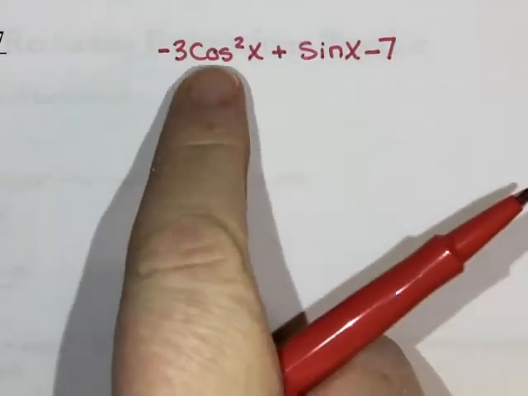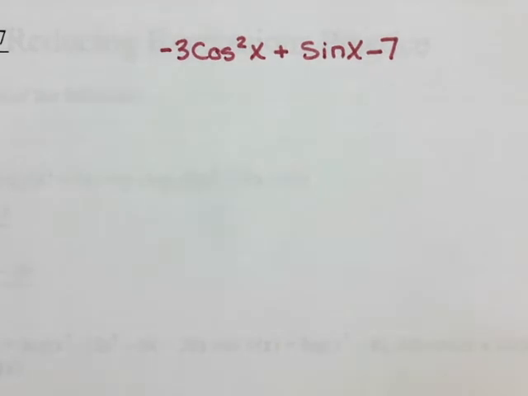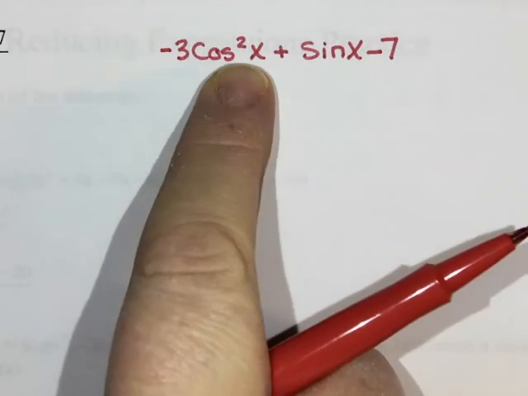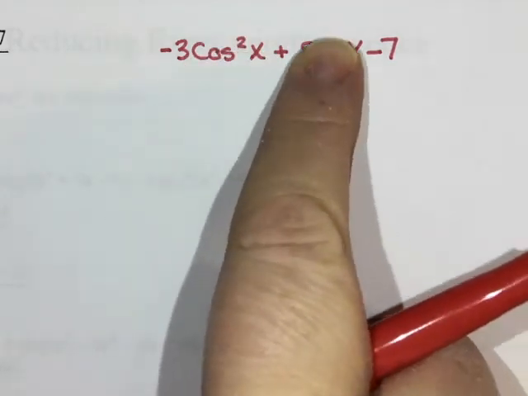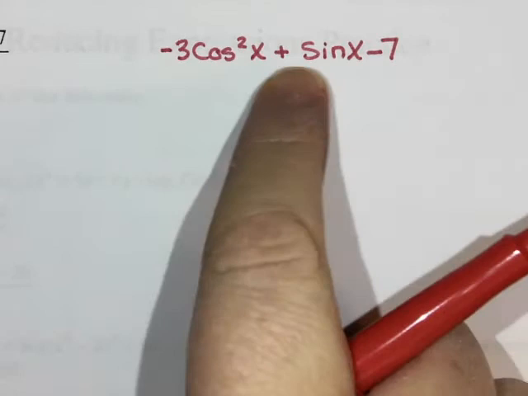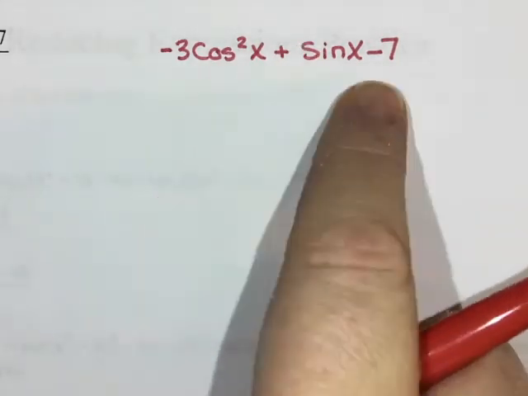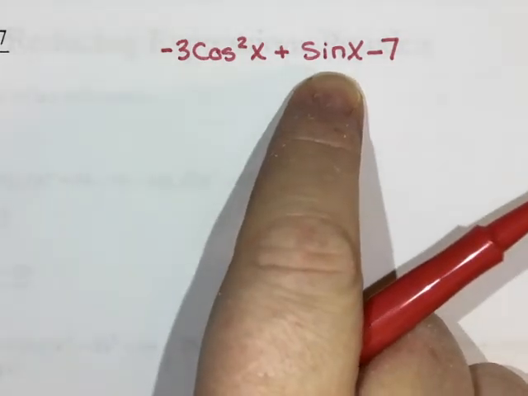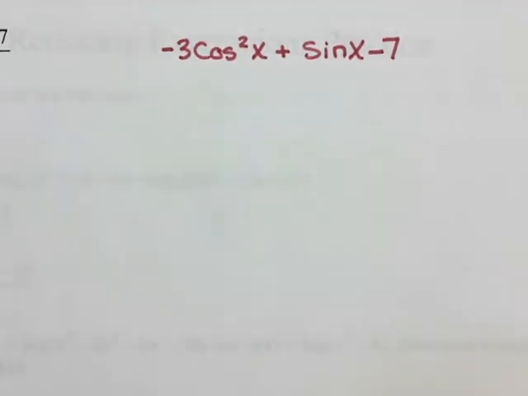Now I notice it has 1, 2, 3 terms, which makes it a trinomial. I don't see a common factor. And I'm thinking it has something squared, something, and then a number. So I might be able to use decomposition. But the problem is the trig ratios don't match. One of these is a cos and one of them is a sine. So what I would like to do is maybe use an identity to see if I can find something that would allow me to write this all as cosine or all as sine.